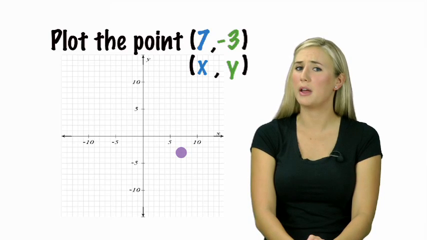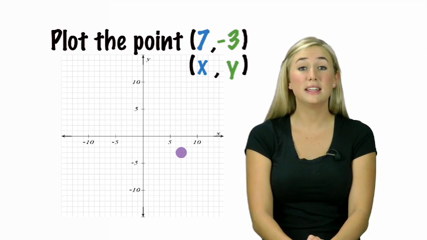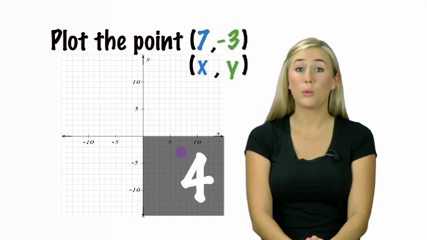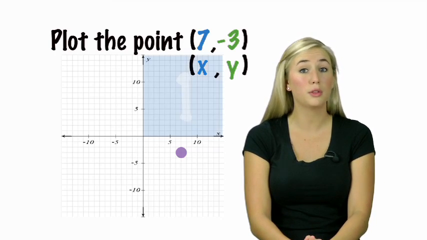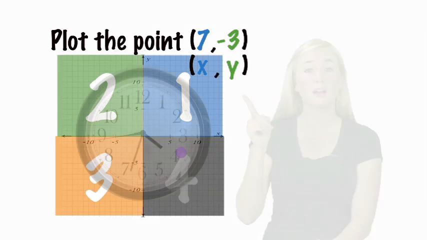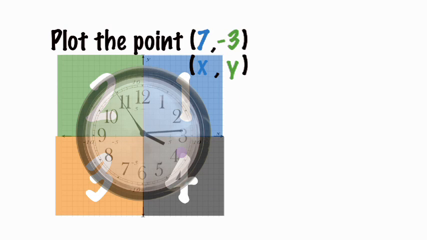What quadrant are we in, by the way? This is the 4th quadrant. Remember, the quadrants are numbered 1 through 4, starting up here and then going counterclockwise.